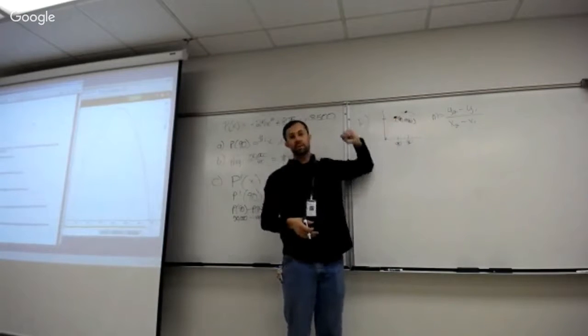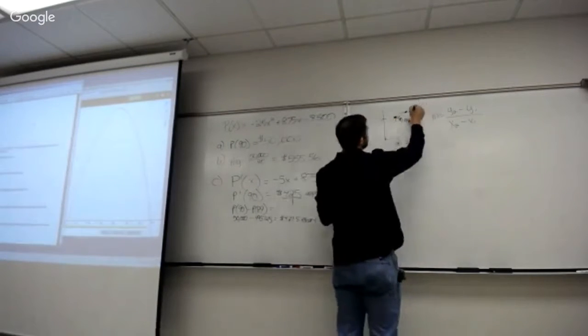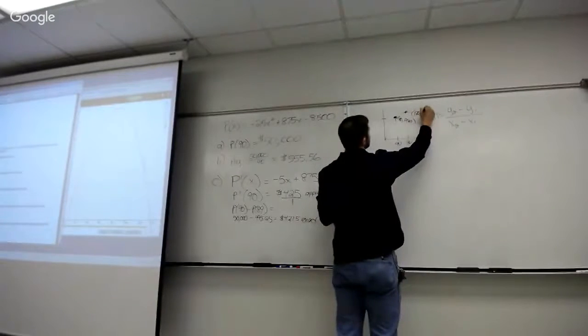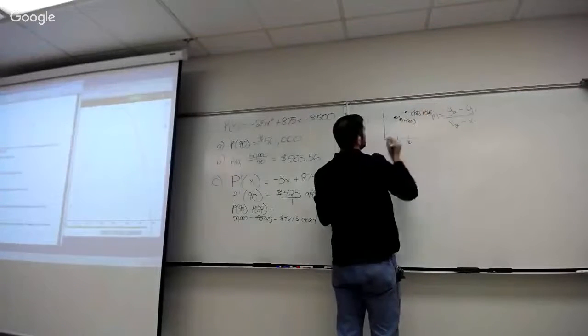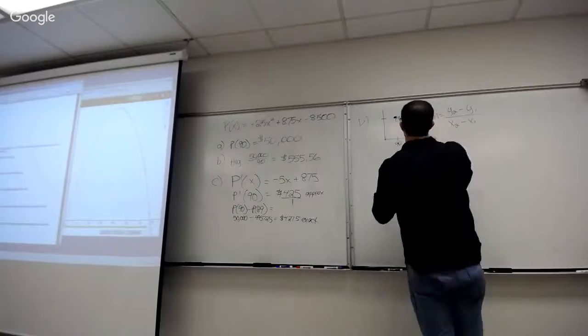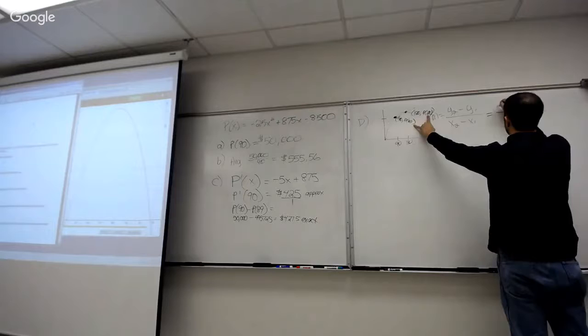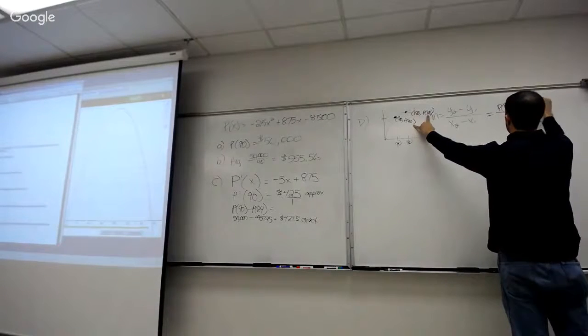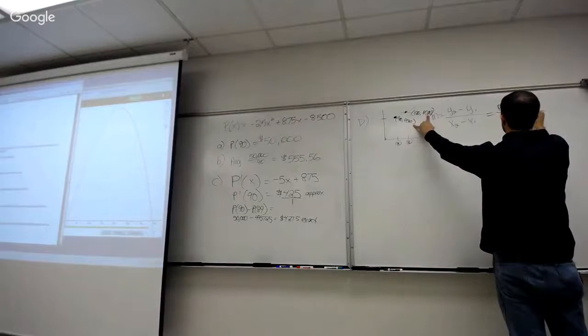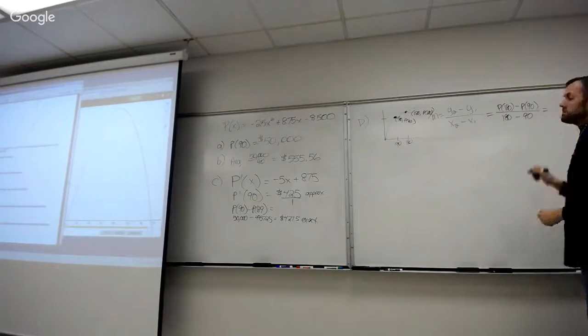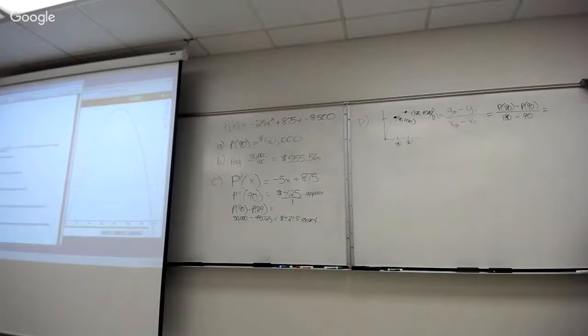What's the next coordinate? 180 comma P of 180. And therefore, if we wanted to calculate this slope, what would it be? P of 180 minus P of 90 all over 180 minus 90. It's helpful to just be able to write it down like that. And the more we do it, the more comfortable we'll feel doing it.